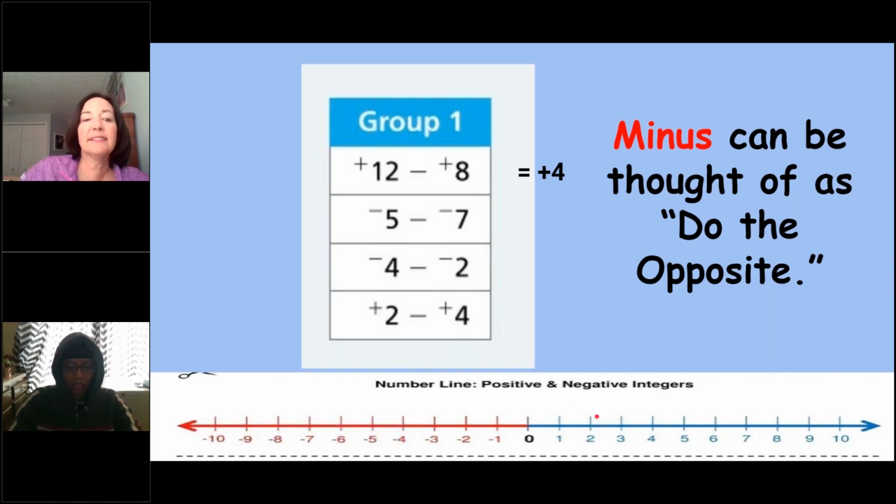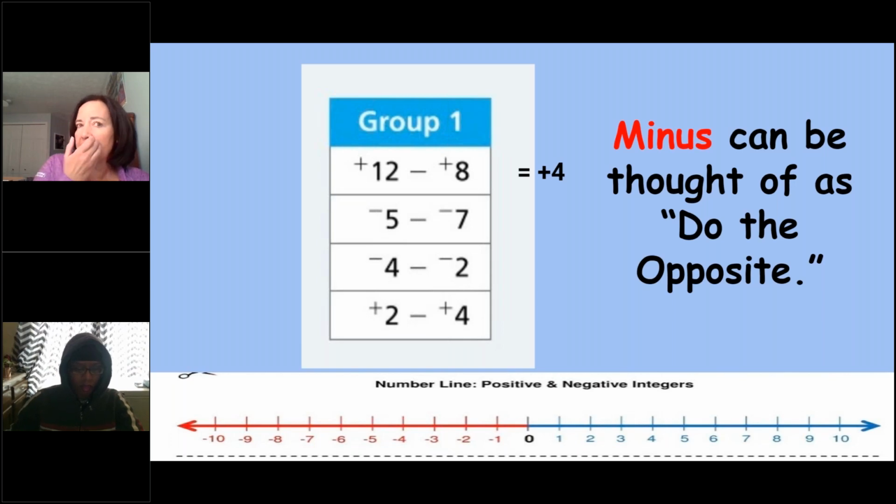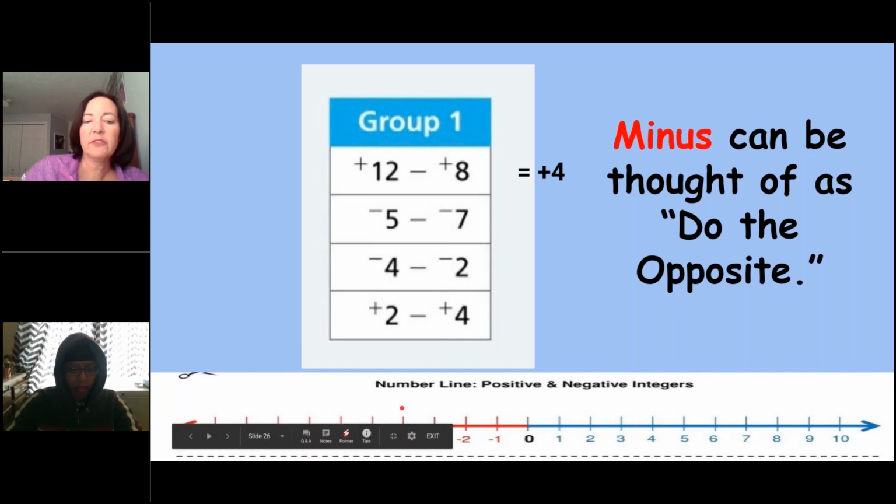+2. Nice. Okay, so this one, -4, so we're going to be right here. I have to do the opposite of going -2. So which direction is the opposite of -2, left or right? Right. So I'm going to go to the right 2 jumps. What's my answer?